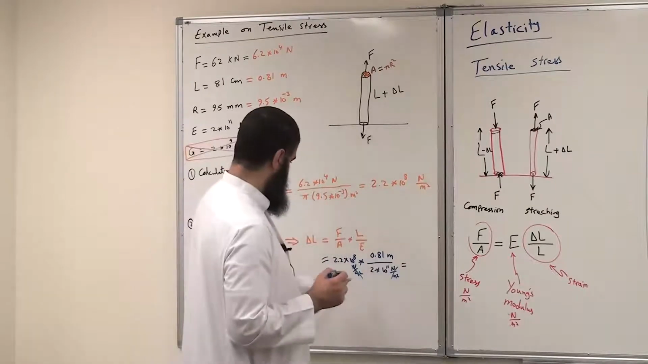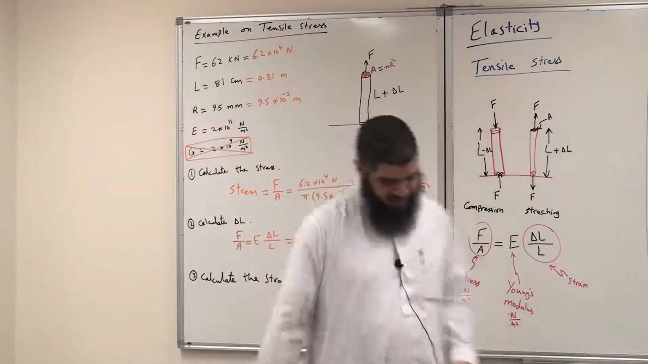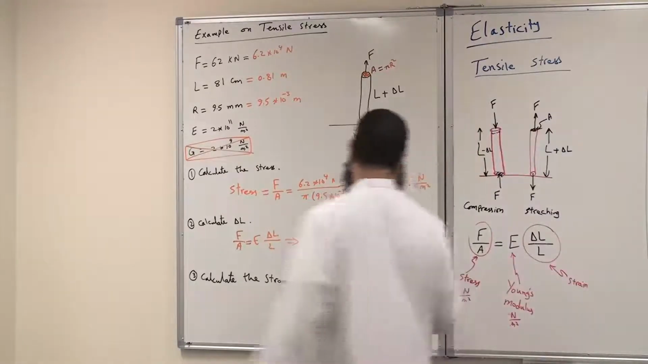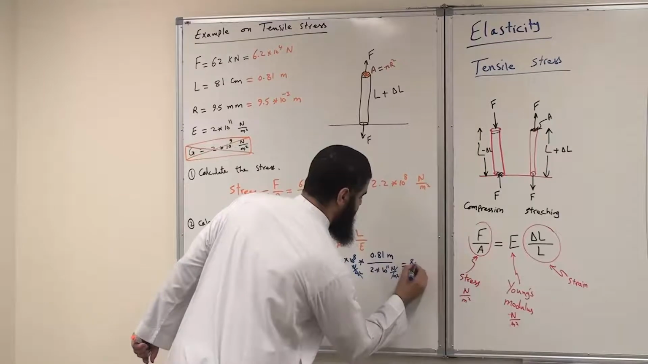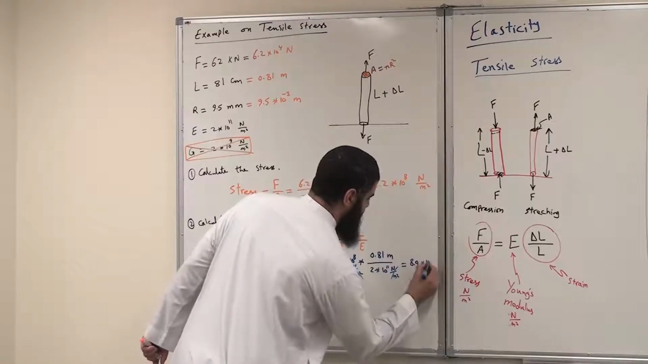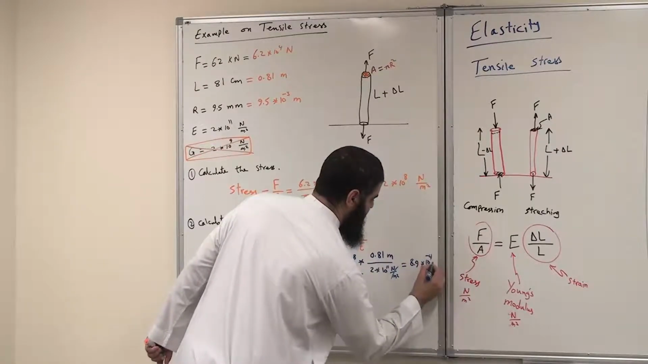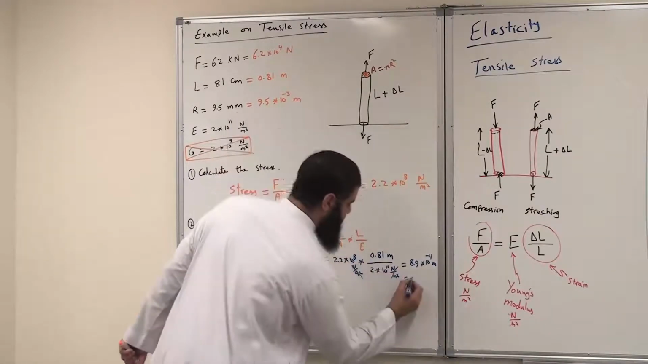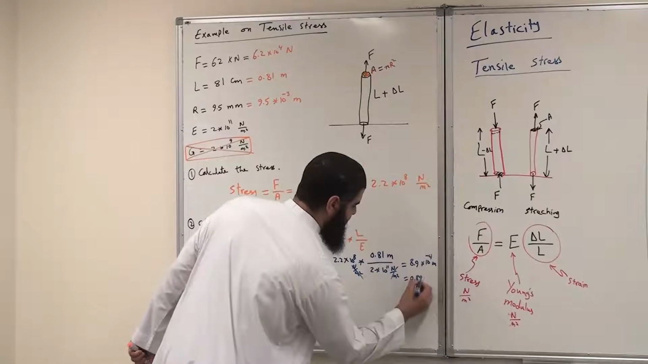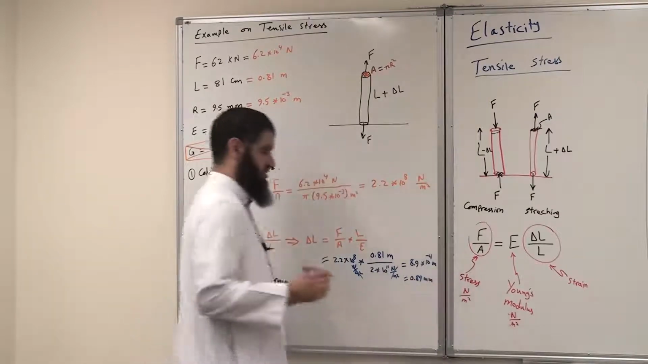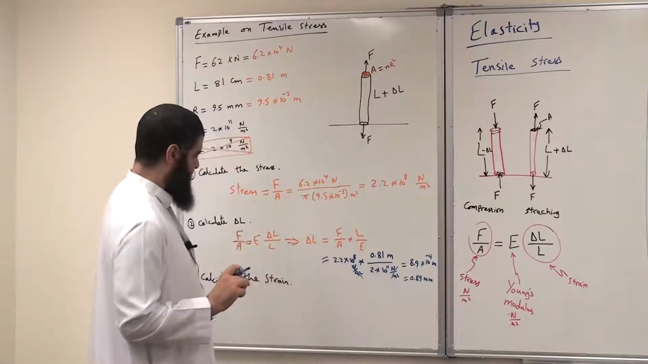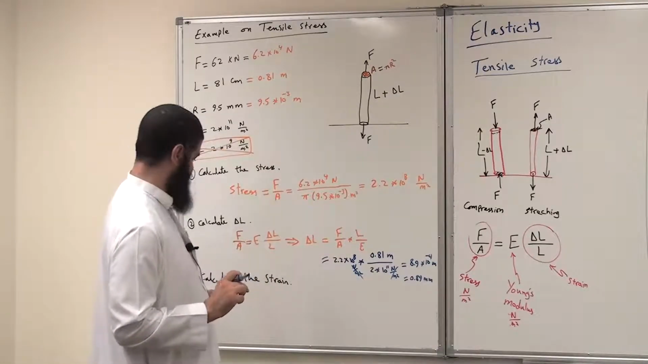delta L in units of meter, and this will be 8.9 times 10 to the minus 4 meter. Okay, if we would like to write it in millimeters, this will be 0.89 millimeters. This is the increase of the length of our steel rod.